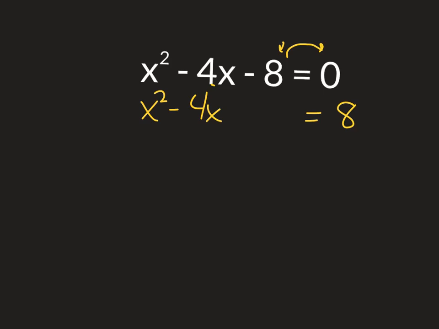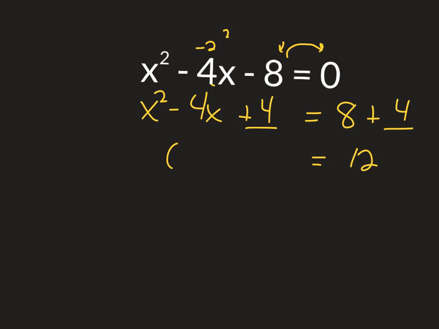Okay, so now, in order to work this out, again, the steps are this. Take half the middle term. The middle term is -4. So half of -4 is -2. And then we're going to square it. So if you square -2, you get +4. Make sure you add it to both sides. The right-hand side is now 12.